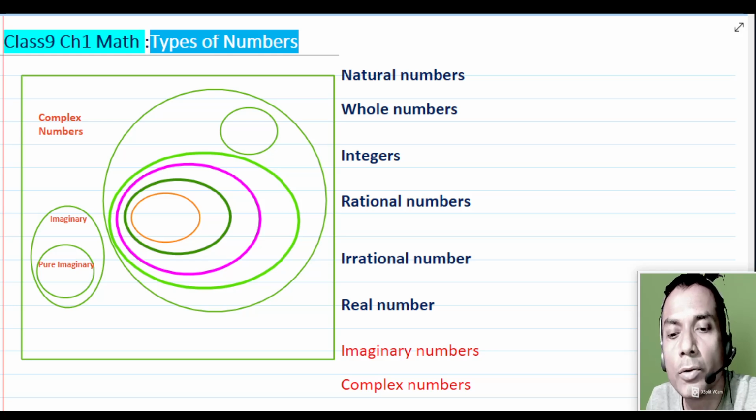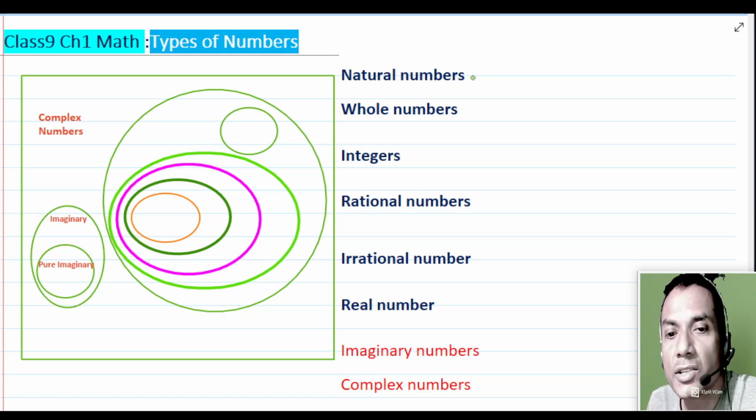Hi, I am Atanu. In this tutorial, you learn Class 9 Mathematics first chapter as per the NCERT syllabus, number system. Under this number system, this is the first video about the types of numbers. So let's learn the different types of numbers. In this diagram, we can represent all the number types. First we learn the natural number.